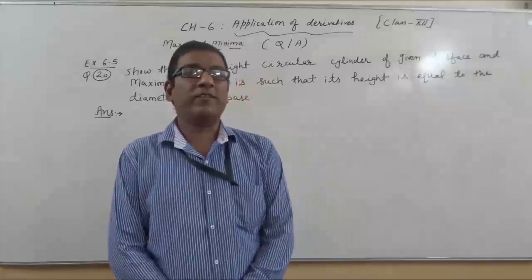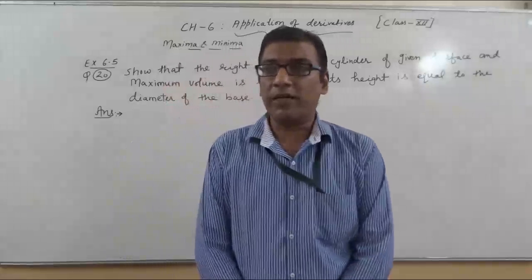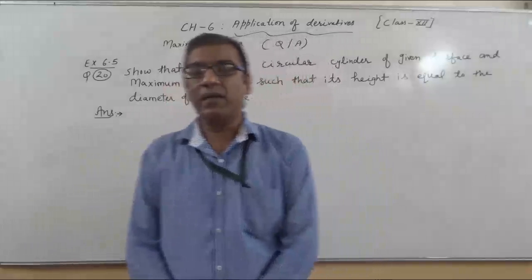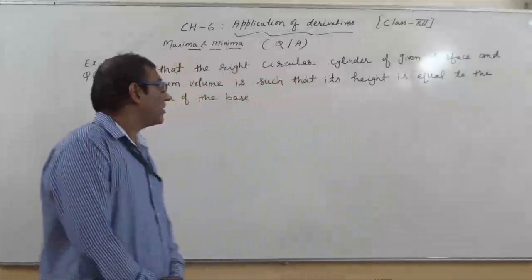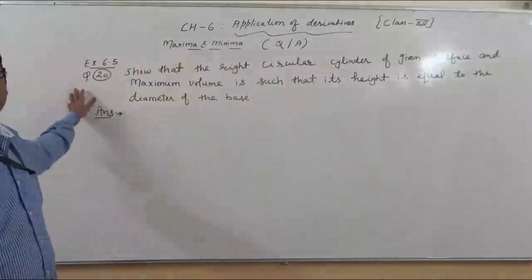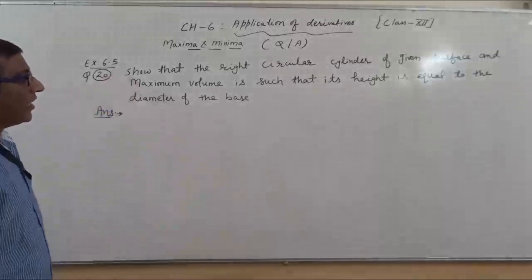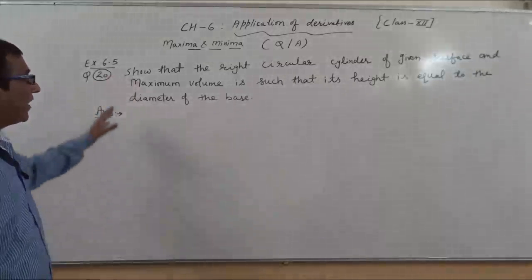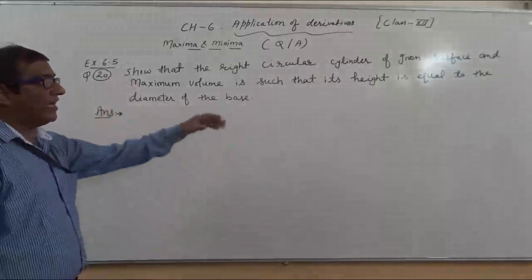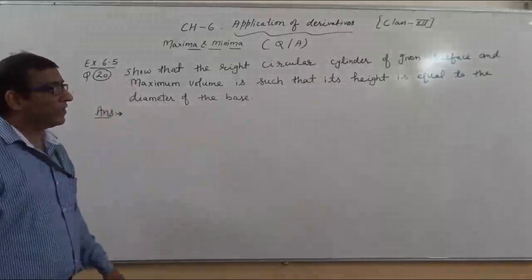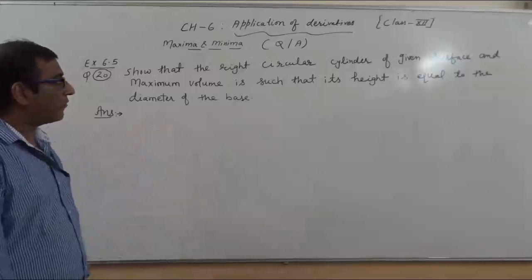So, good morning students. Today I am continuing with one of the important concepts, that is maxima and minima. So, today I will tell some questions related with this. This is question number 20 from exercise 6.5: show that the right circular cylinder of given surface and maximum volume is such that its height is equal to the diameter of the base. So, how can we solve such type of problem?